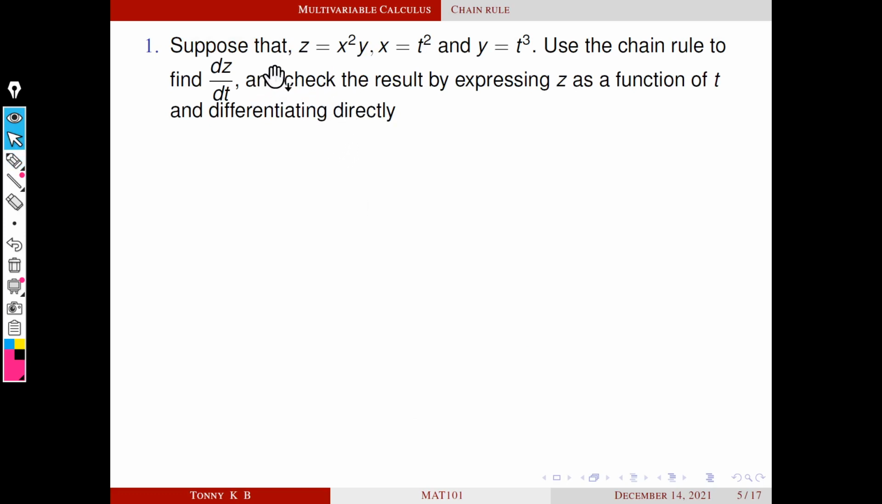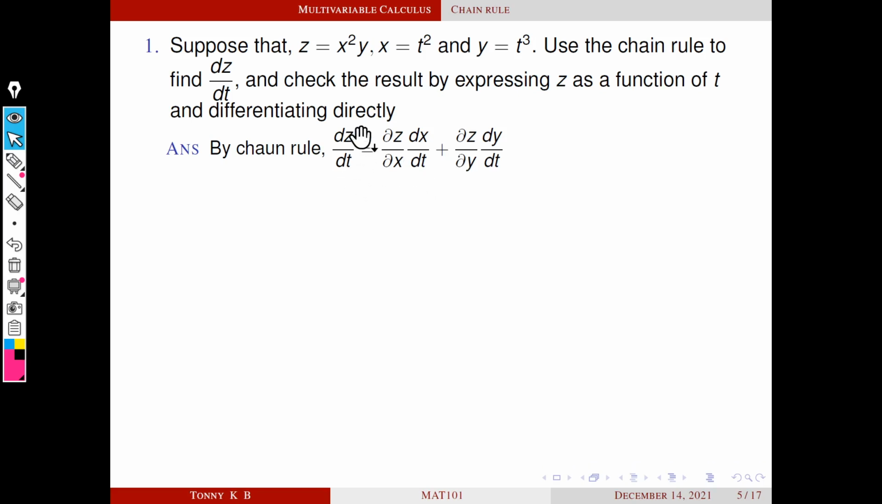Okay, consider this problem. Suppose that z is equal to x square y, and x is equal to t square and y is equal to t cube. So it is clear that now z is in terms of t, right? Use the chain rule to find dz by dt and check the result by expressing z as a function of t and differentiating directly. Okay, so we have to find dz by dt in two different ways. First, we find dz by dt using the chain rule. Next, we express z in terms of t, then differentiate with respect to t. So first one is our chain rule.